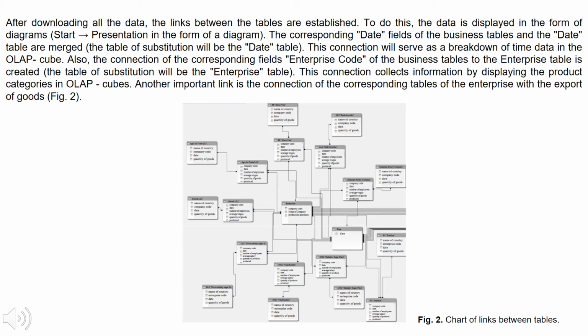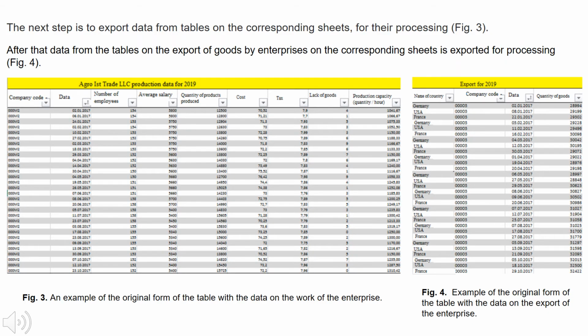Another important link is the connection of the corresponding tables of the enterprise with the export of goods. Figure 2. Chart of links between tables. The next step is to export data from tables on the corresponding sheets for their processing. Figure 3. An example of the original form of the table with the data on the work of the enterprise.